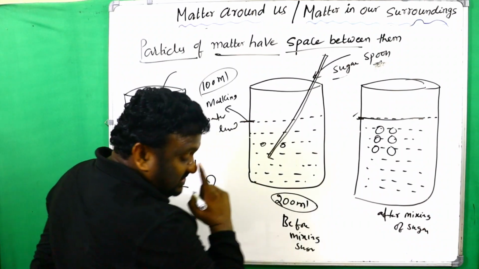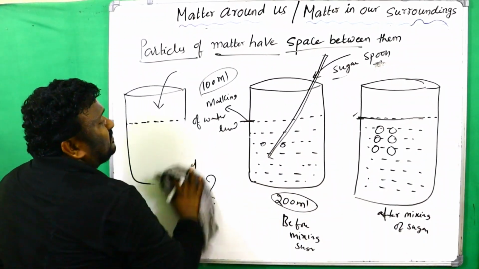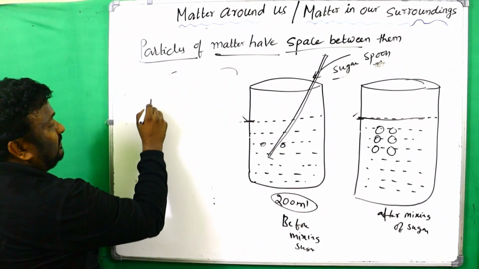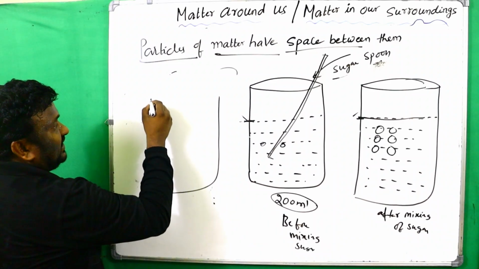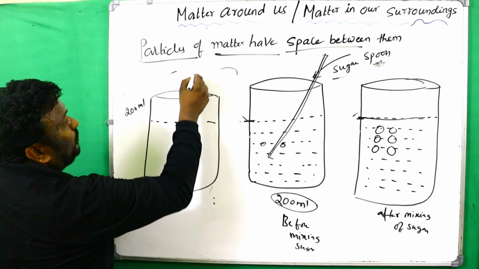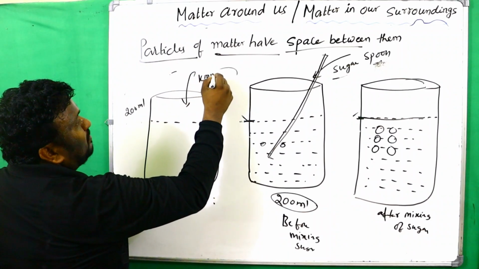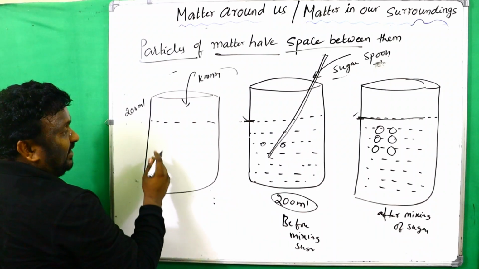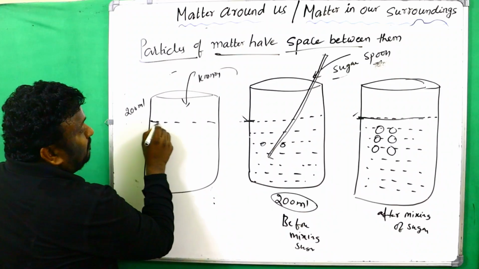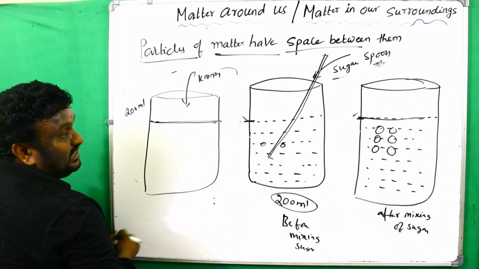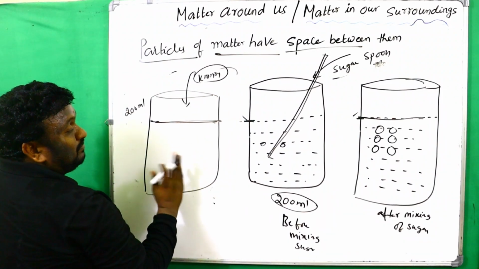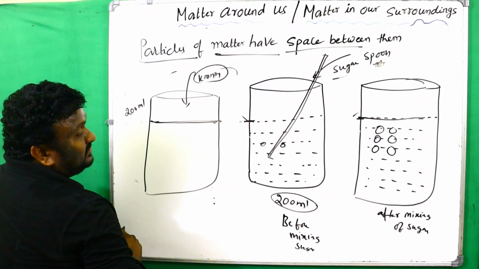Another thing: instead of sugar you can take some potassium permanganate. That is also the same thing. This is the beaker, and in this case also we take some 200 ml of water. In that we add some potassium permanganate crystals. Then you can find the changes happening inside: the color changes, but there is no change in its level. It means the dissolved potassium permanganate crystals settle down between the gaps of the particles. So you can do anything like that.